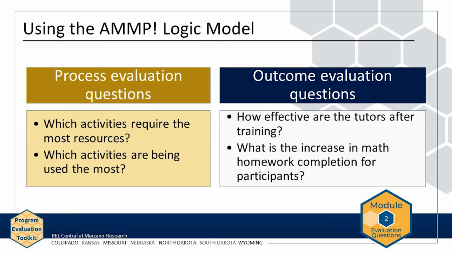Now, think about the outcome evaluation questions. One of the short-term outcomes for AMMP is increased tutor knowledge of effective techniques, so a question focusing on the tutor's effectiveness after training would be appropriate. Of course, an evaluation team also wants to see an impact on the students, so a question related to homework completion would also be useful in describing successes. Convening a group of stakeholders to discuss the most desirable outcomes of a program may be a useful exercise.